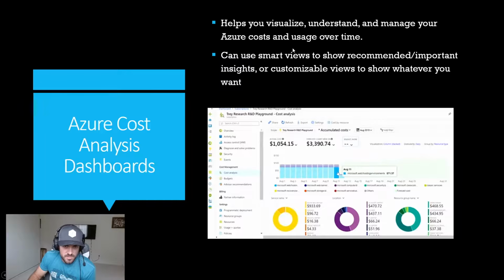Cost analysis dashboard. So this is, as you can see, a very user-friendly visual. It helps you visualize, understand, and manage your Azure costs and usage over time. You can use smart views to show recommended and or important insights, or even customizable views to show you basically whatever you want if you need to present specific costs.